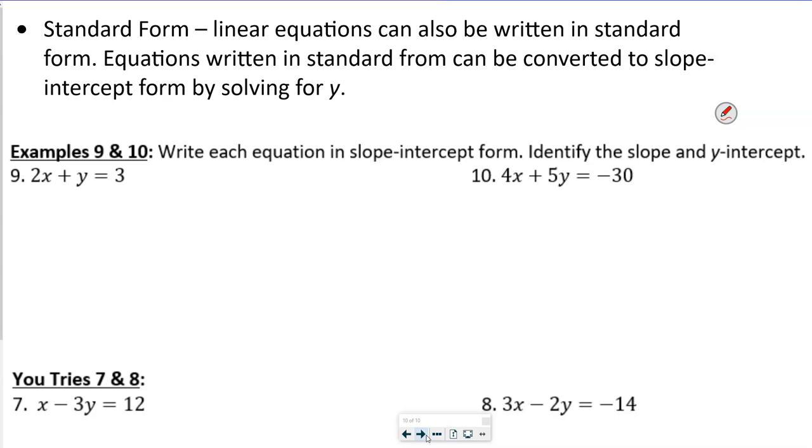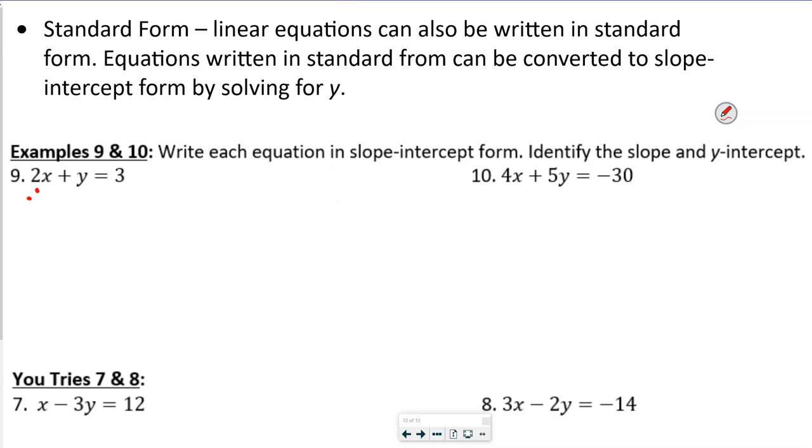So now it says standard form. Linear equations can be written in standard form. Equations written in standard form can be converted to slope-intercept form by solving for y. So all of these equations here for examples 9 and 10, and you try 7 and 8, are written in what's called standard form, where the x's and the y's are on the left side of the equal sign and the constants on the right, okay? So what we're going to do is move everything but y to the other side of the equal sign. And we're going to do that just by using our simple algebra skills.